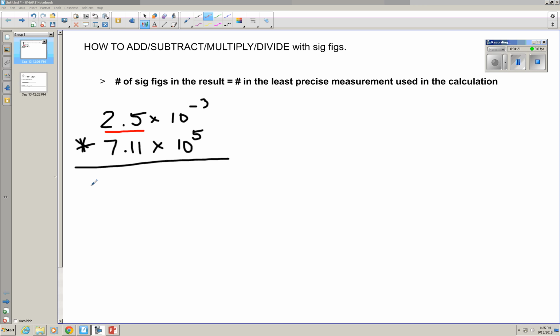Okay, my calculator gives me 1,777.5. Now, we have a little problem. I need this in 2 sig figs. Here they are. And okay, fine. Let me just change colors. There's my 2 sig figs, and I put the little line up here.